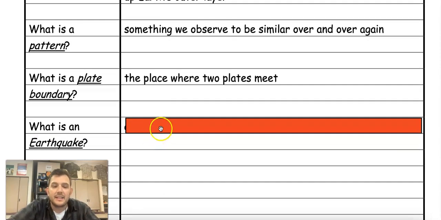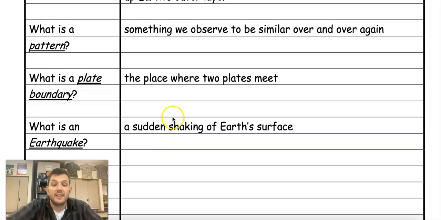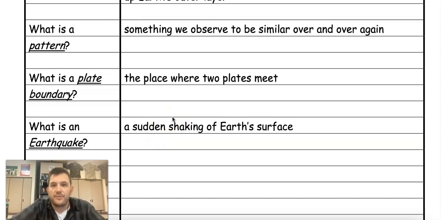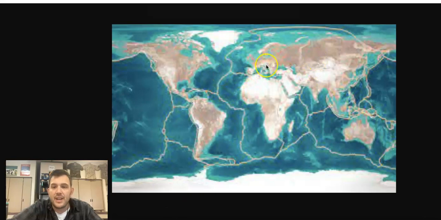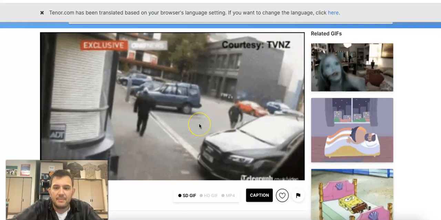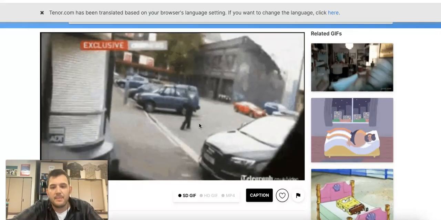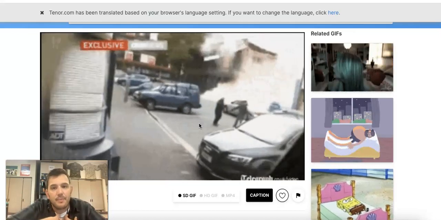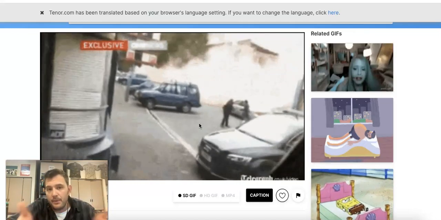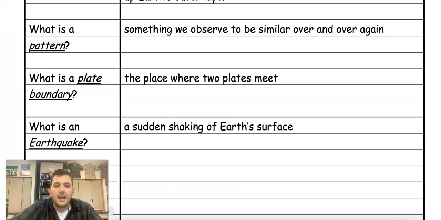And last but not least, what is an earthquake? It's a sudden shaking of the Earth's surface. Now, this happens because plates move. Plates move slightly, but if they move a certain way, you'll start to feel a shake in different places around the world. So you might have shaking patterns that we're going to look for. Here's a little GIF that I found of an earthquake happening. People are shaking. The earth starts shaking. People are moving around. You freak out. I have never been someplace where there is an earthquake. Maybe you have, and maybe we can talk about that later. But again, an earthquake is the sudden shaking of Earth's surface.